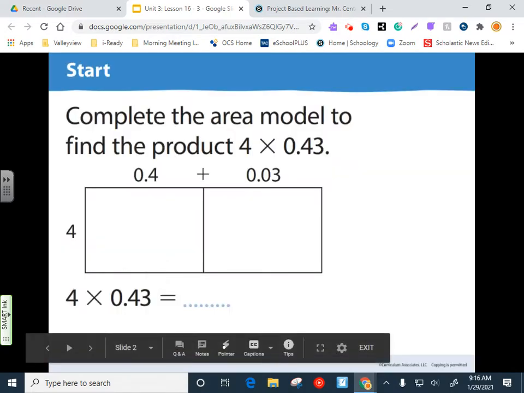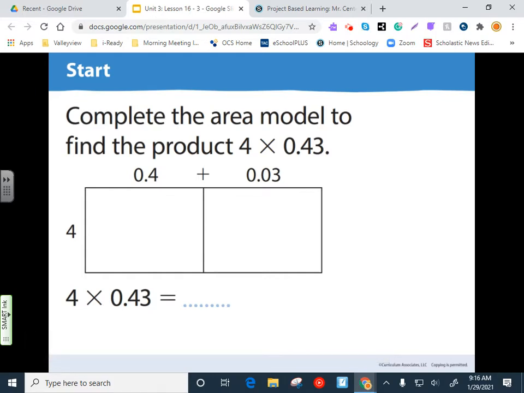The first thing is, they want us to do an area model to find the product of 4 and 43 hundredths. And again, to do an area model, basically we're doing 4 times 4 tenths, and that will be 1.6. And then we have 4 times 3 hundredths, which is 12 hundredths, like that.